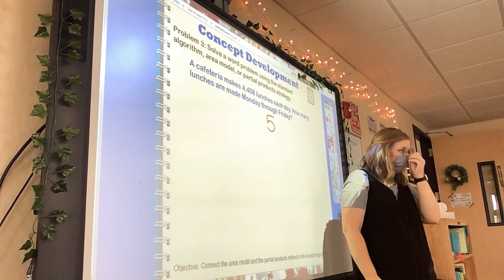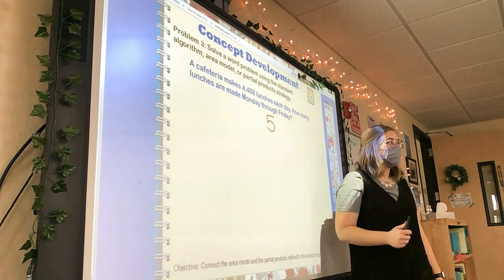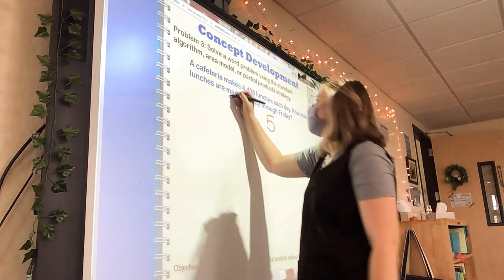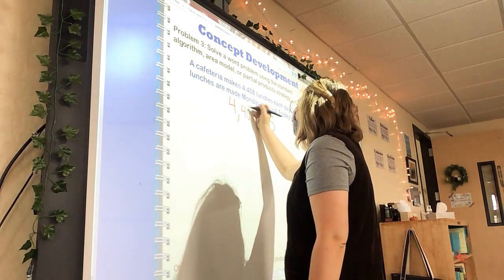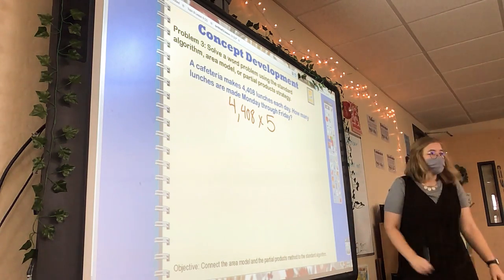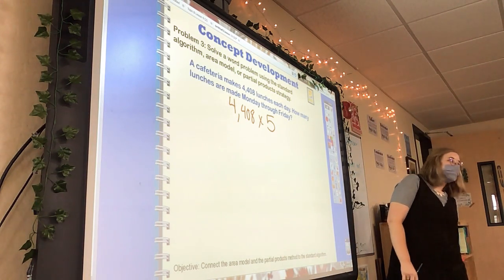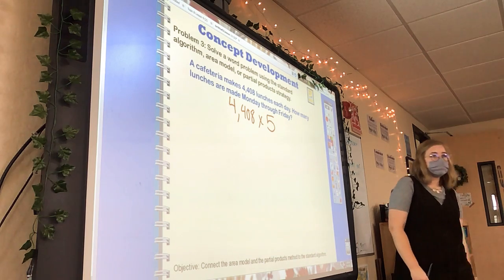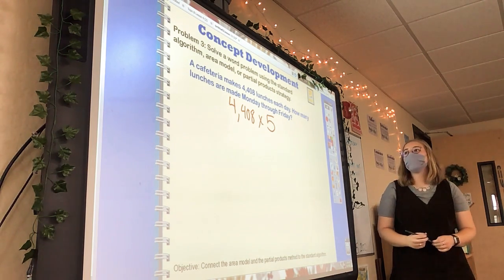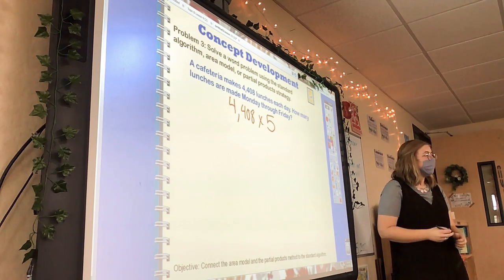Yes, Lily. So it would be 4,408 times 5. Perfect. So we are solving 4,408 times 5. Can you write that on the top of your whiteboard? You're going to need lots of room for your area model. Can you write it in standard algorithm? Not yet. Go ahead and just write it like that, lengthwise.